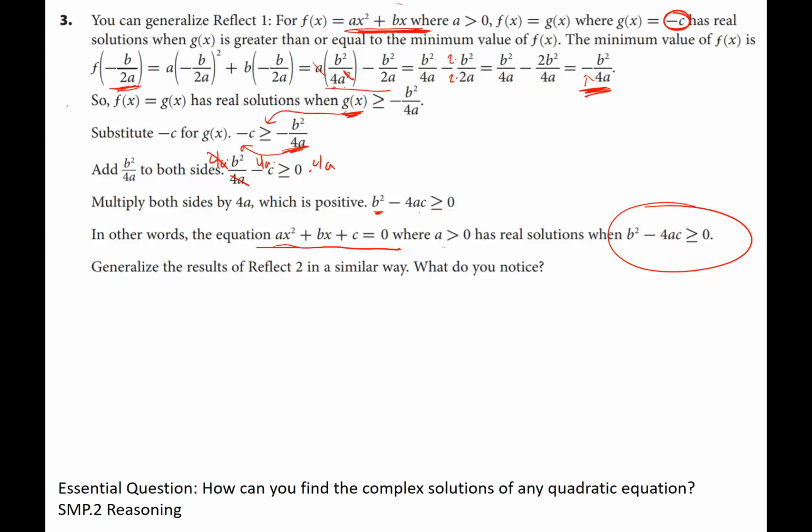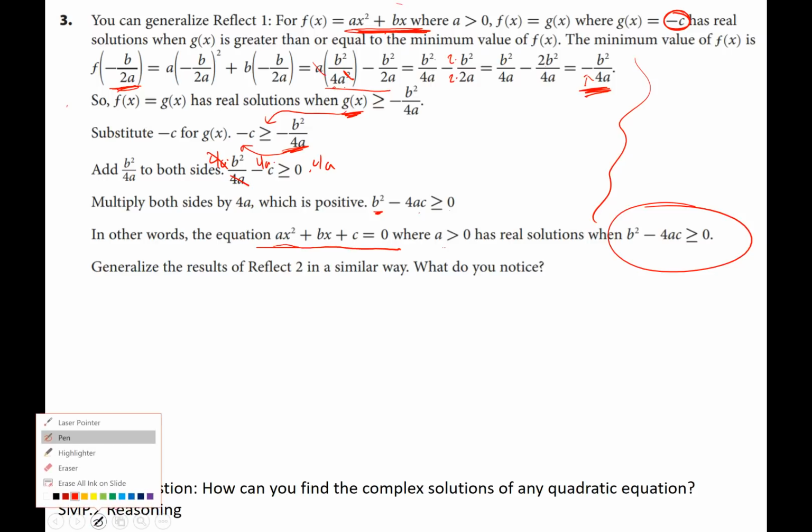They basically want us to go through and do this exact same thing for reflect 2. The only thing that is truly going to change if we were to do that is the inequality sign. So basically what we've done here is we've proven how to tell if a solution is real or not. So I'm going to say you don't need to write this next part down. So just kind of watch.